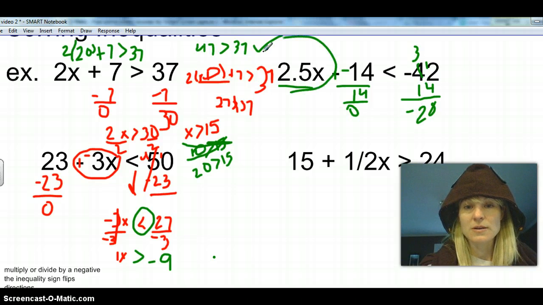So still over here, I have a 2.5x is less than negative 28. So this is 2.5 times x. So I'm going to divide by 2.5 and divide by 2.5.